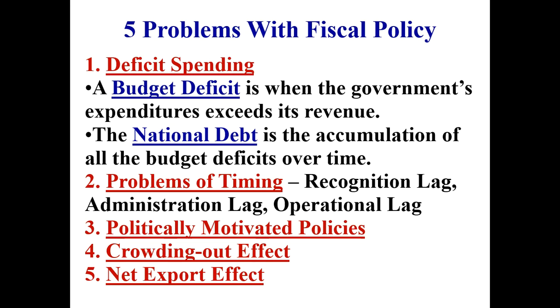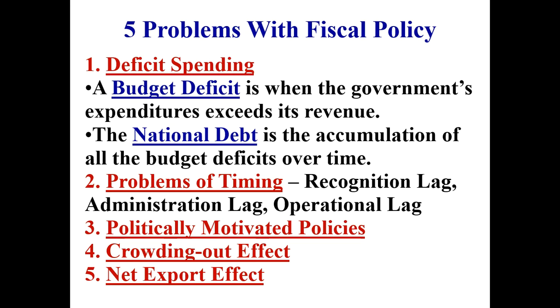The other one is the net export effect. So if the government increases aggregate demand through fiscal policy, a negative aspect of that is that when aggregate demand increases, our price levels go up. If US price levels go up, foreigners are going to be less likely to want to buy our products, and that's going to decrease our exports, which is going to decrease aggregate demand.